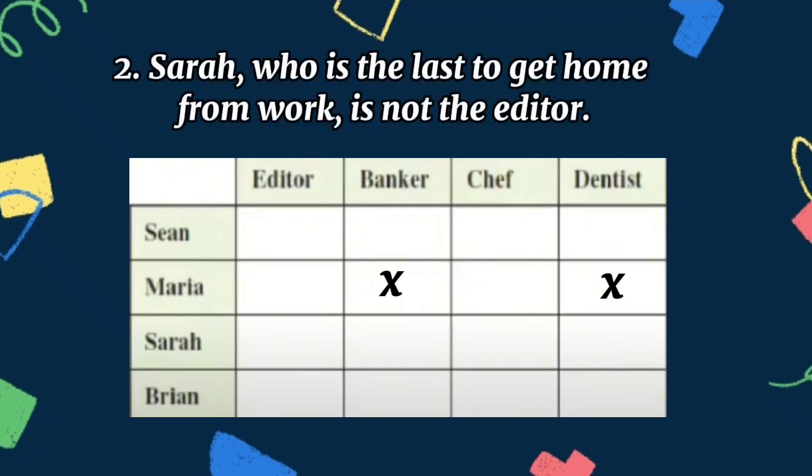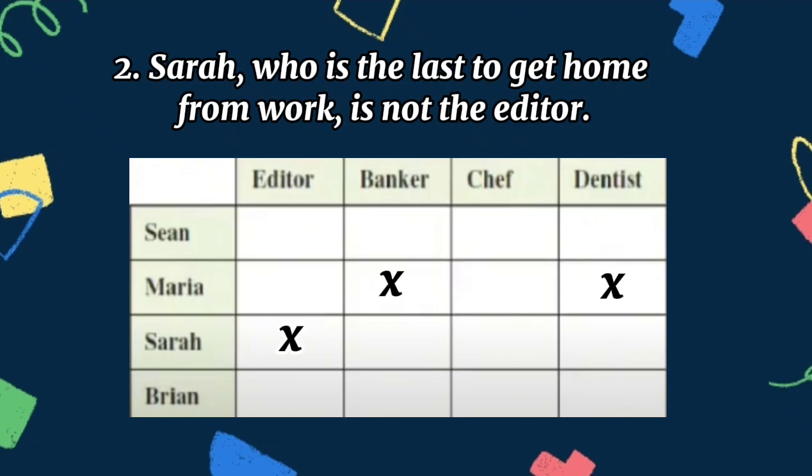The second clue: Sarah, who is the last to get home from work, is not the editor. So the obvious conclusion that we can get here is that Sarah is not the editor. Therefore, we can put an X mark here. Sarah is not the editor. But is that the only conclusion that we can derive from the second statement? I don't think so. We have to connect the first two clues to get more conclusions from them.